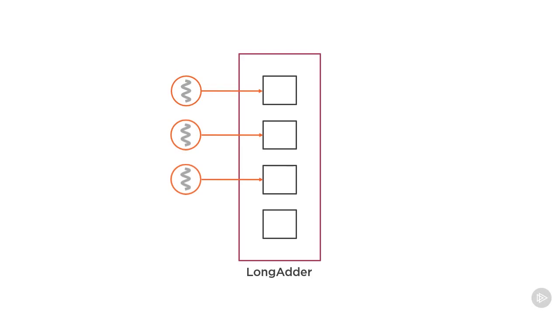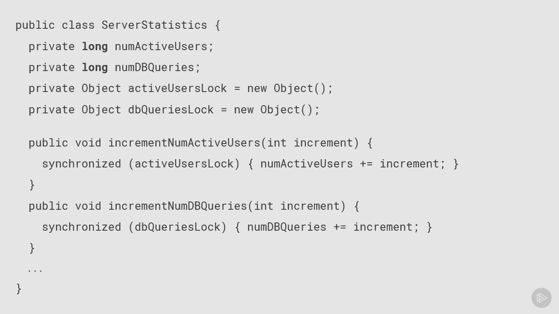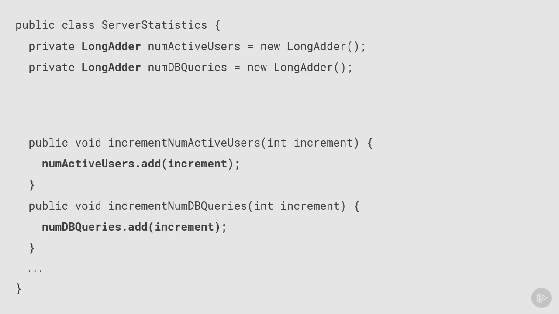Here, I'm replacing my locked active user count variable in the ServerStatistics class with a LongAdder, which will perform much better under high write loads from multiple threads. One small thing to keep in mind is that LongAdders require more memory than AtomicLongs or synchronized variables due to the fact that they contain multiple internal cells.